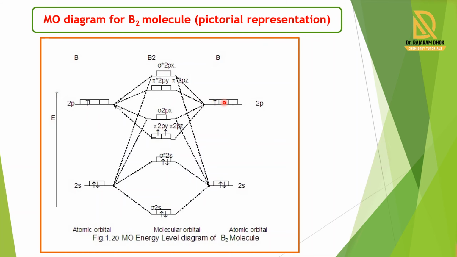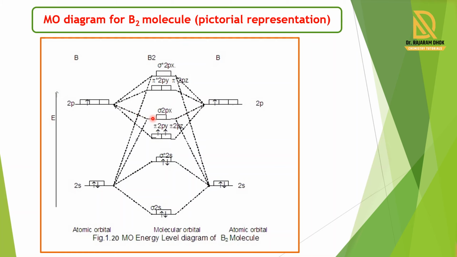Now we see the combination of p and p atomic orbitals. The p orbitals of both atoms have the same energy; they are degenerate. When the wave functions of px of the first atom and px of the second atom are the same, they form the sigma 2px molecular orbital.